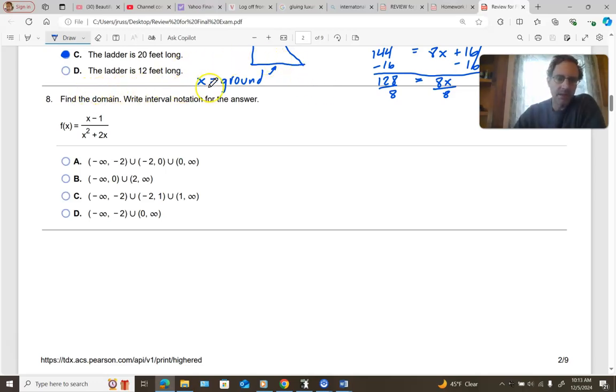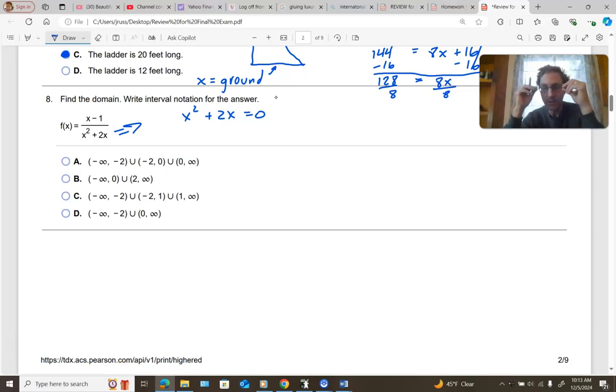Okay, number 8, it says find the domain and then write it in interval notation. Well, guys, you've got to remember the domain comes from the denominator. We don't want that denominator to ever become 0. So to figure out what's not in the domain, we take that denominator, set it equal to 0, and solve it for x. Looking at this, this is a quadratic equation. It's in standard form, so you can use the quadratic formula if you want. Or this one can be factored.